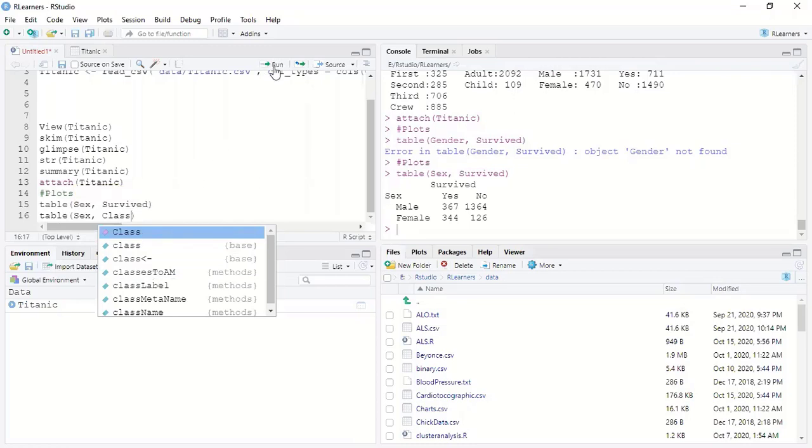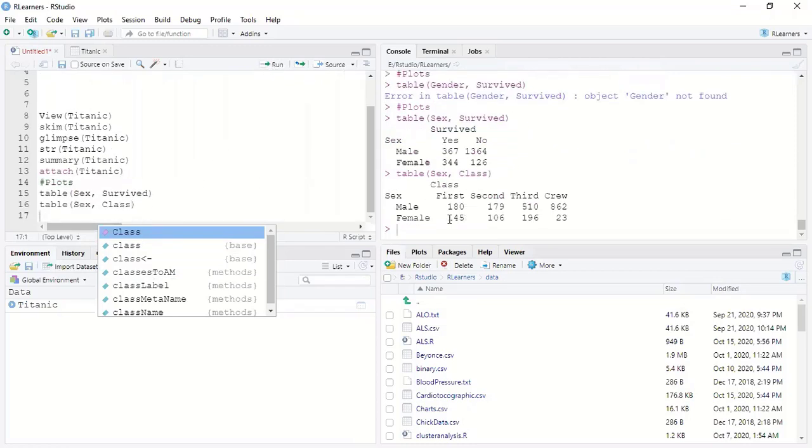Let's see what happens. So first class, how many males were there? 180. How many females were there? 145. So there were more males in the first class than females. In the second class, also more males than females. In the third class, also. And the crew, we have more men working as crew compared to women.